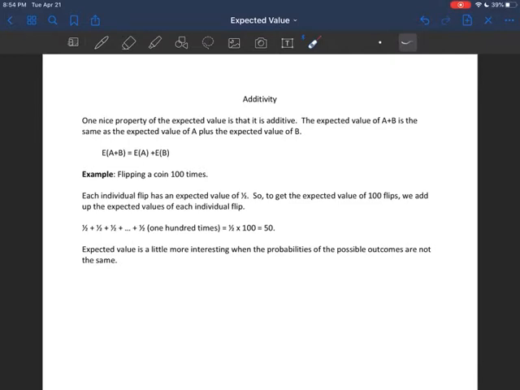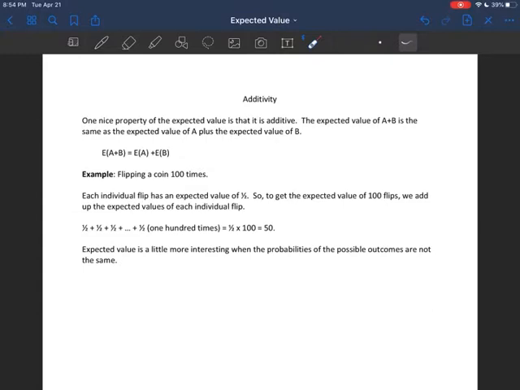And that actually brings us to one of the important properties of the expected value, which is additivity. One of the nice properties is that it is additive, meaning that the expected value of A plus B is the same as the expected value of A plus the expected value of B. Now, I know that sounds pretty abstract. There's a little formula encapsulating that.